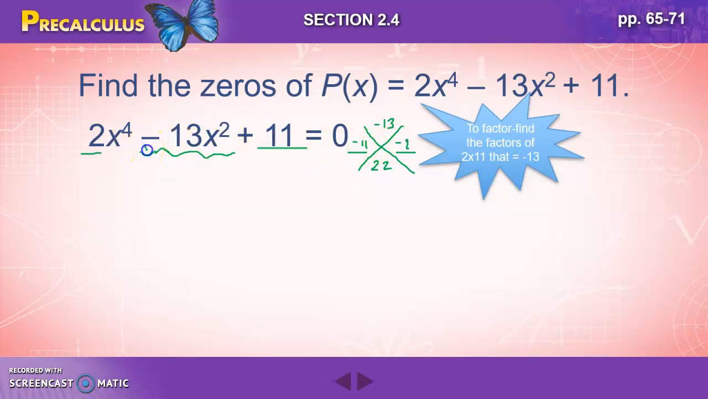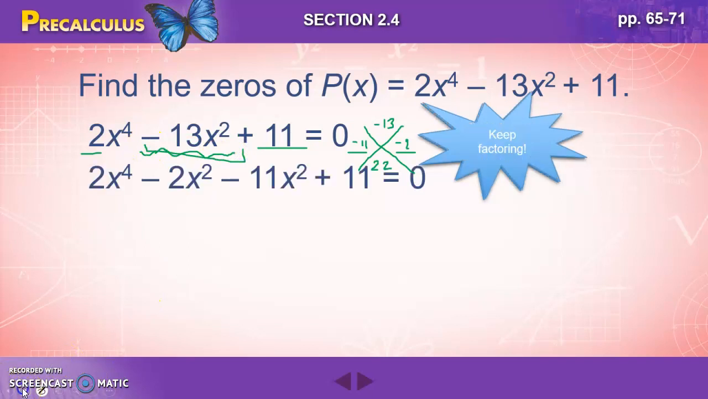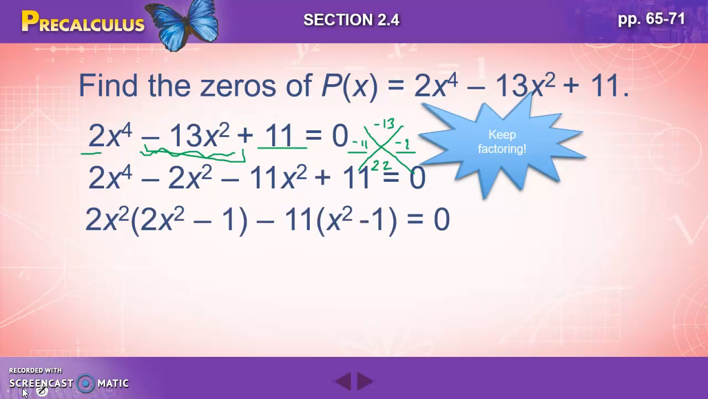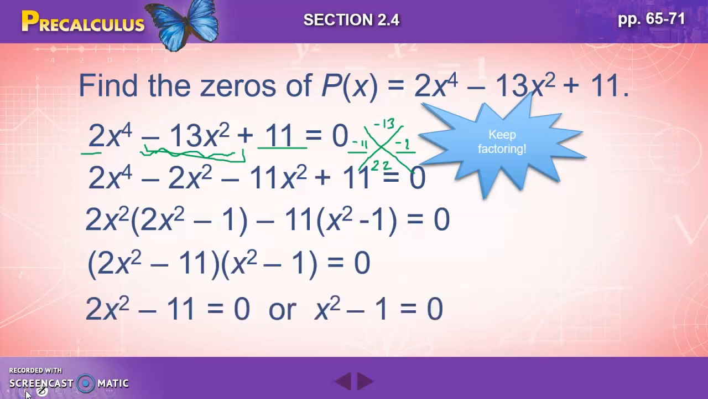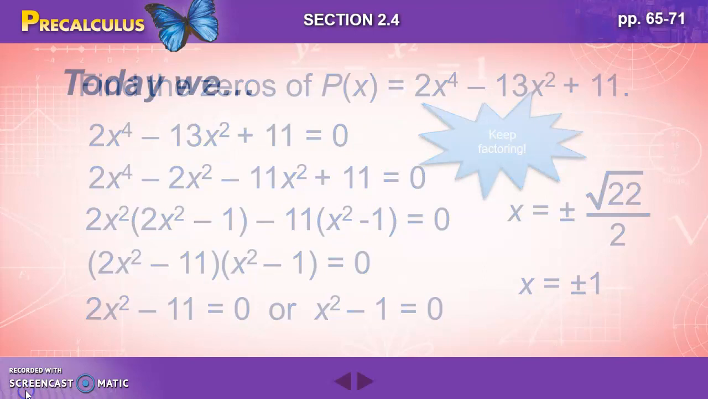So I'm going to break this middle term apart into -11x squared and -2x squared. When I've done that, I can factor by grouping. Again, this should be a review. If you need help with this, we can go back over it in the next class. Once I've factored by grouping, I'll take each of those factors and set them to 0. And I find out that x is plus or minus root 22 over 2, or x equals plus or minus 1.